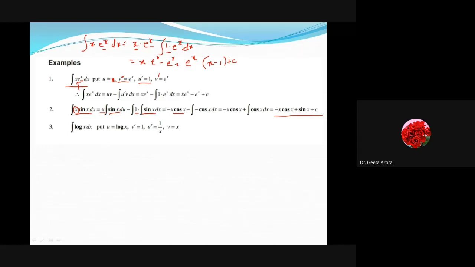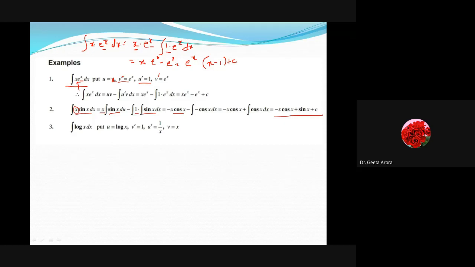Correct? So this is how we have obtained it using the product rule, or actually in derivatives we say product rule, and here we say integration by parts, because we are breaking whatever the integral function is into parts, and then we are using the formula to find out the integral. Correct?